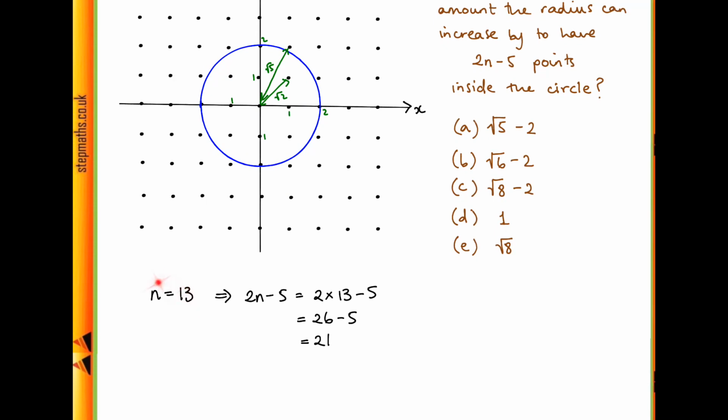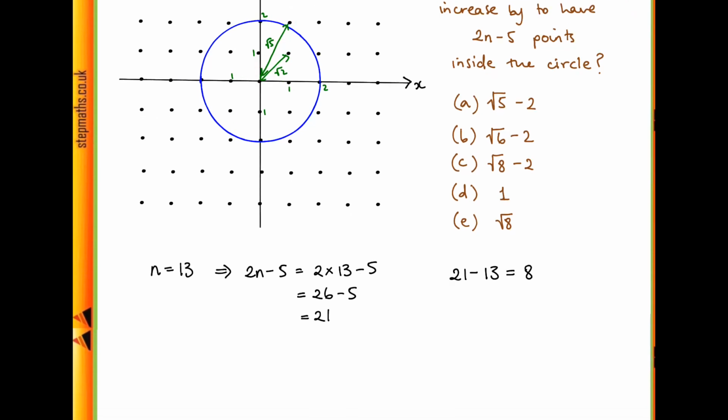Okay, so we have 13 points inside already. We want to increase the radius of the circle so that we've got 21 inside or on the circle. That means we're going to need to include an extra 8 points. And we can see if we increase the radius of this circle, these 8 points just outside will be the ones that we hit. So we want to increase the radius of this circle until we hit these 8 points, which we already worked out were at a distance of root 5 from the centre.